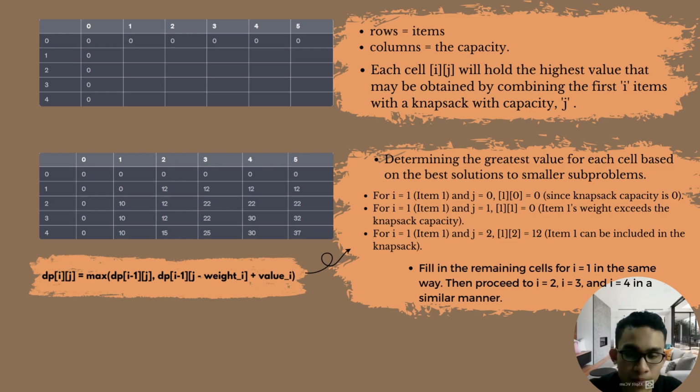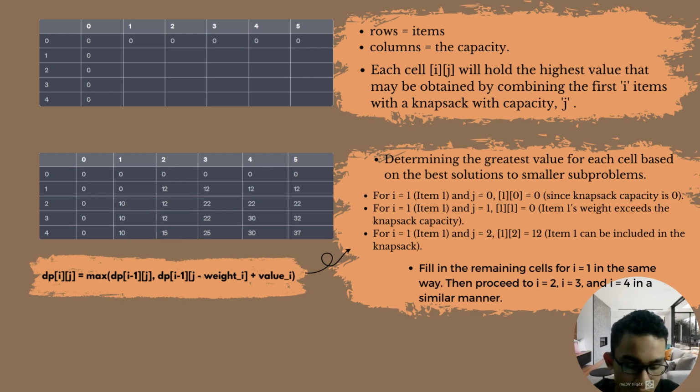So by using the formula, for I equals 1, item 1, and J equals 0, the value is 0, since the knapsack capacity is 0. Moving on to I equals 1, J equals 1, it is still 0, since item 1 exceeds the knapsack capacity. Moving on to I equals 1 and J equals 2, it consists of 12, which means that item number 1 can be included in the knapsack.